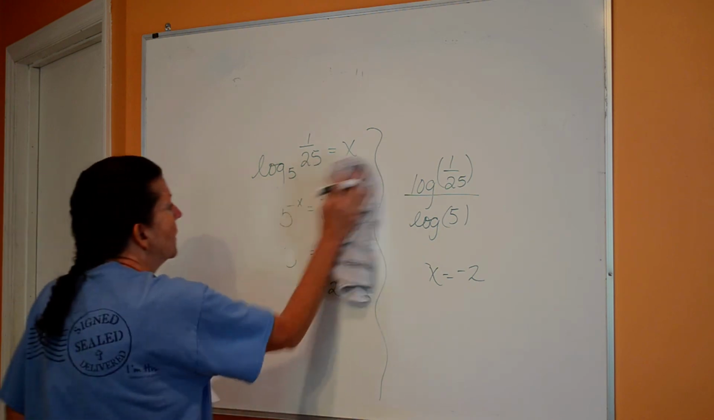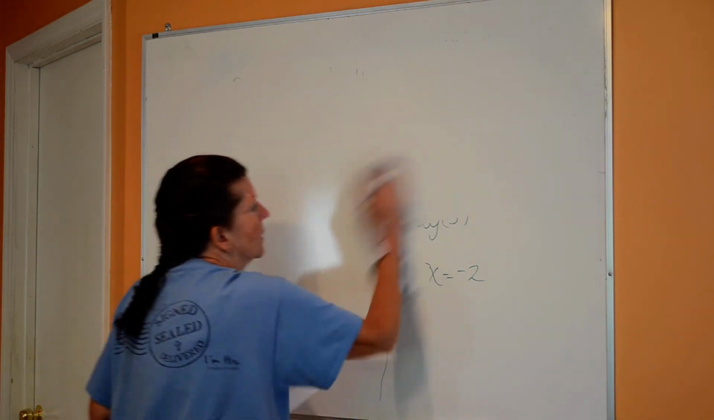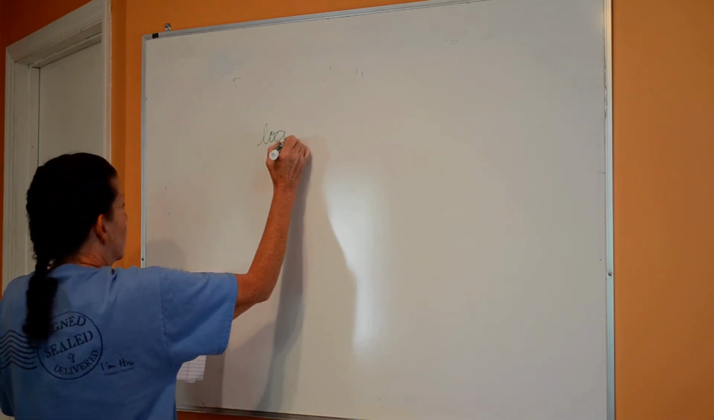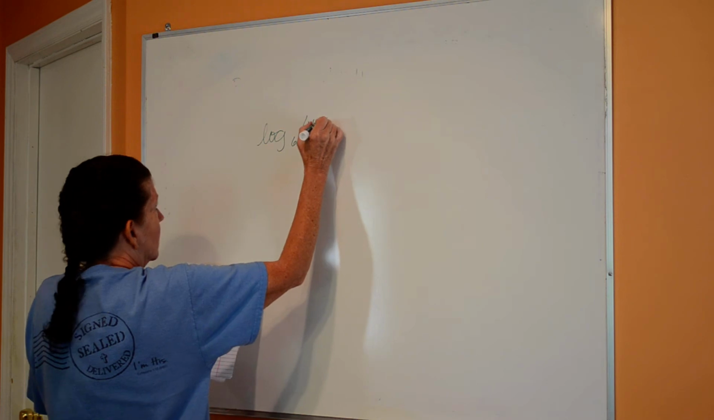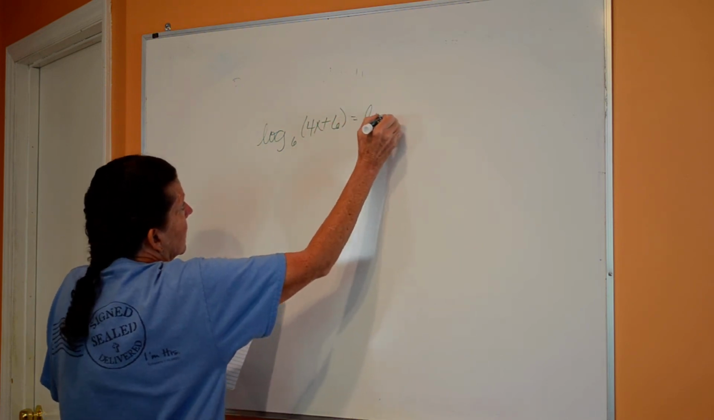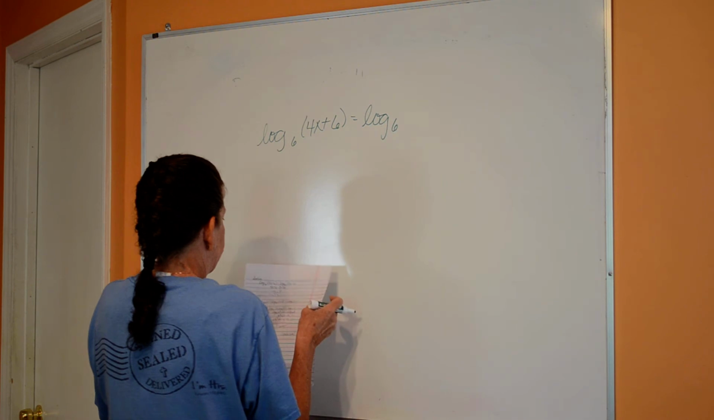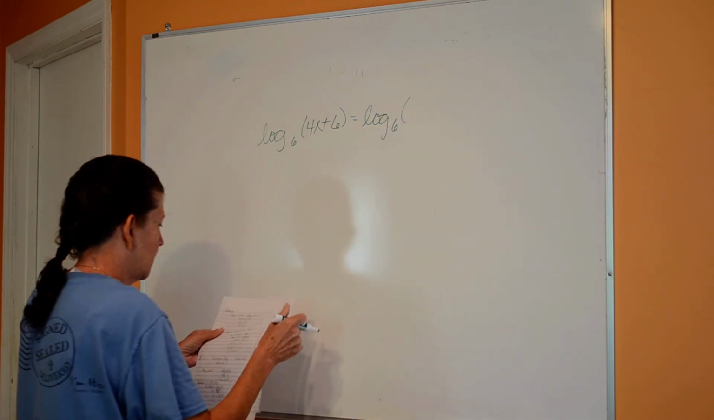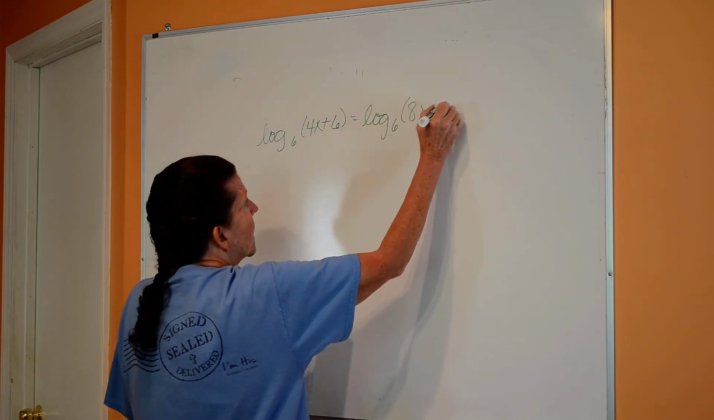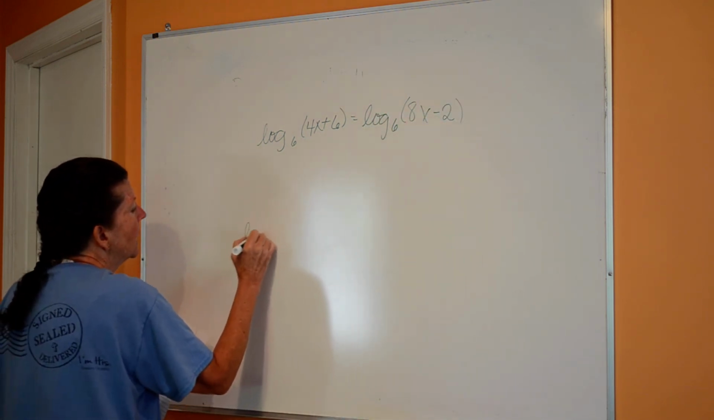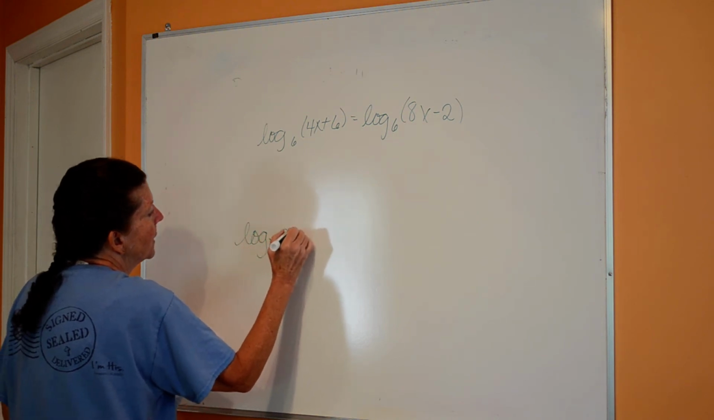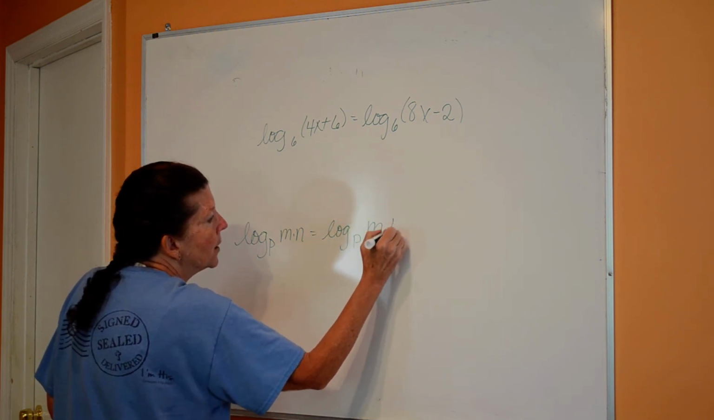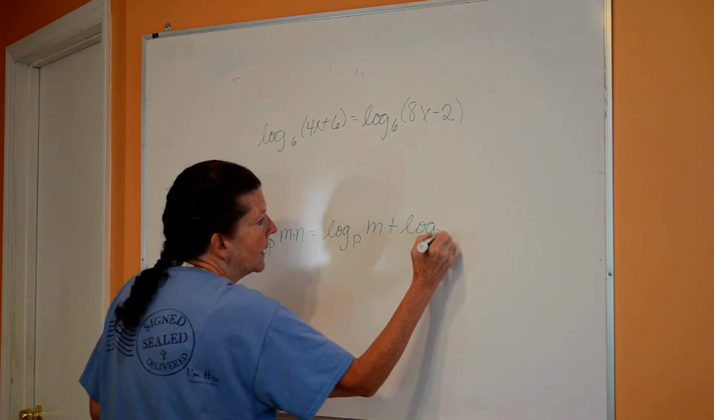All right, let's do one that we're going to solve. And I'm looking here, don't forget all of your properties, and I probably should have already written this down, but let me go back. We'll pause right here for a second. Don't forget all your properties, okay? The log of base P of M times N is equal to the log of base P of M plus the log of base P of N.